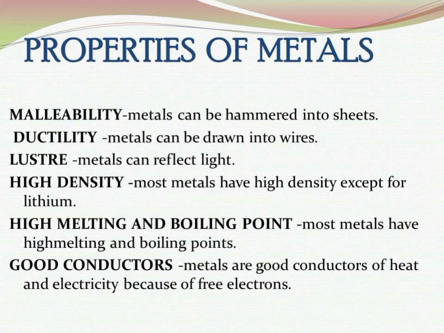So as a conclusion of this class, we can say that metals are very malleable in nature. Metals are very ductile because they can be drawn into wires. This property is known as ductility of metals. Metals are very shiny in appearance and this property is called metallic luster. They have high density, high melting and boiling points, and are good conductors of heat and electricity.